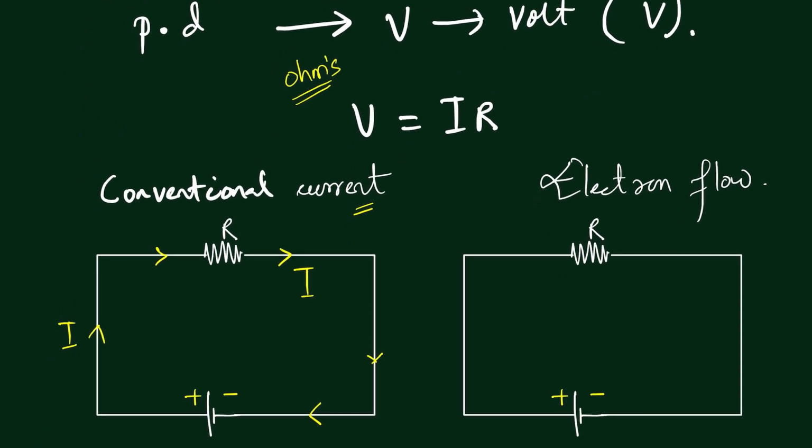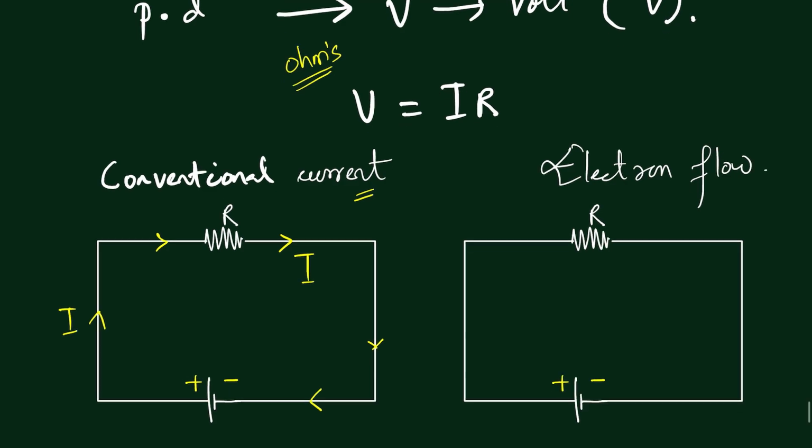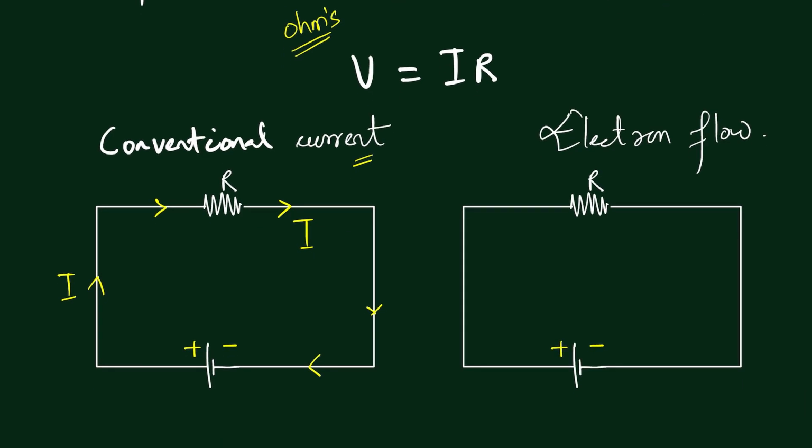Let's observe this. If I say conventional current, you have a battery, and externally you have a resistor. Conventional current flows from the plus side of the battery to the minus side of the battery. Electron flow goes from the negative side of the battery to the positive side of the battery.